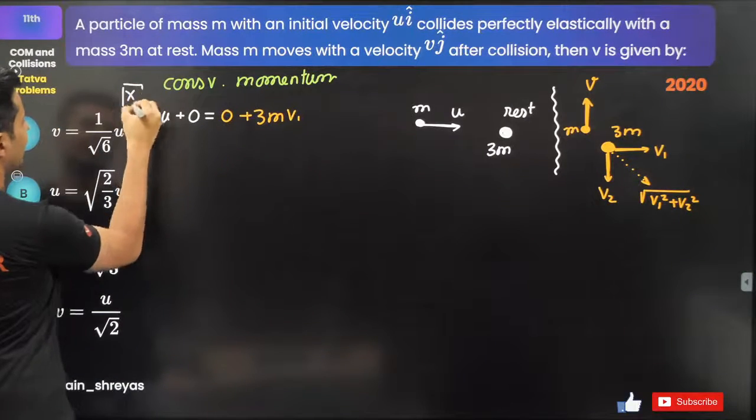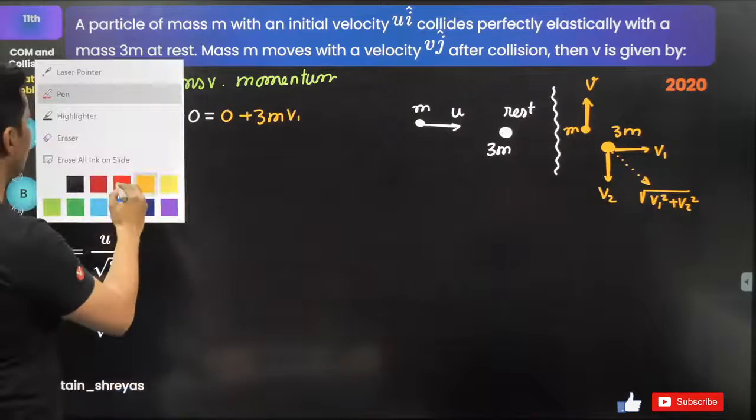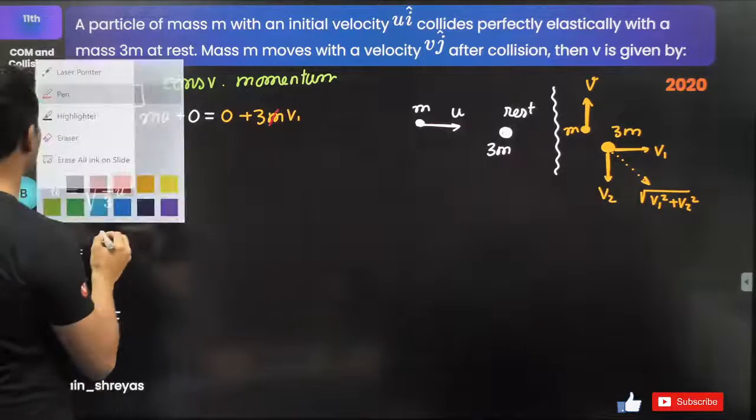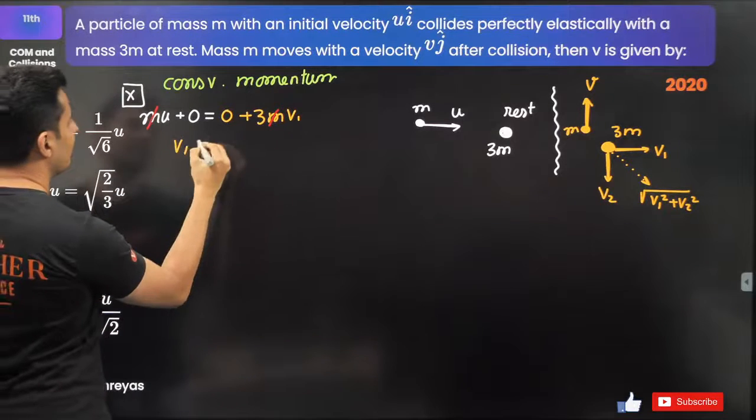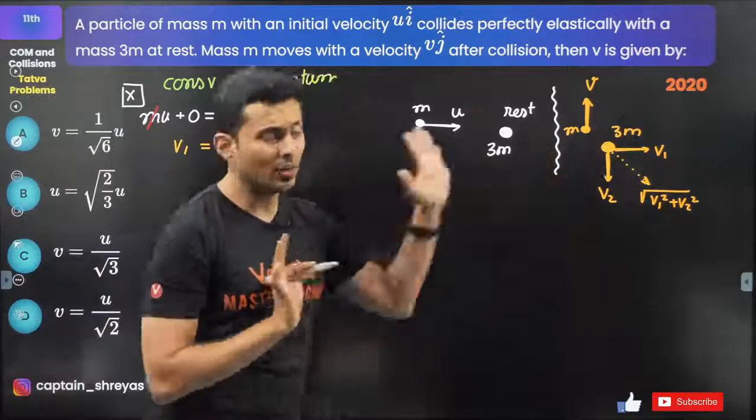So this was your X direction, guys. So what do you get from this equation? m gets cancelled. So I will get V1 is equal to U by 3. Okay, I'll just keep it as it is. V1, I got it.